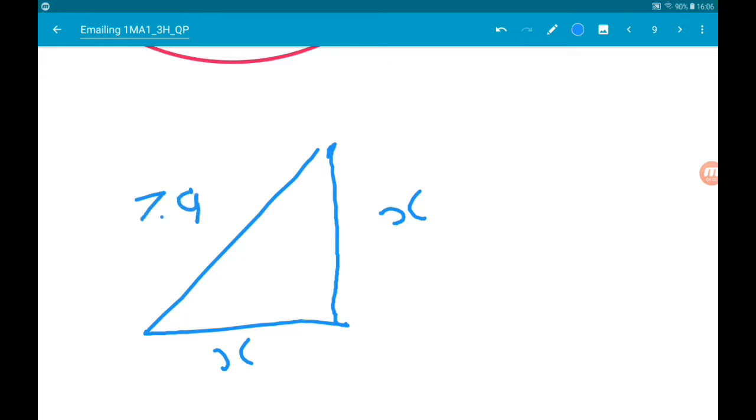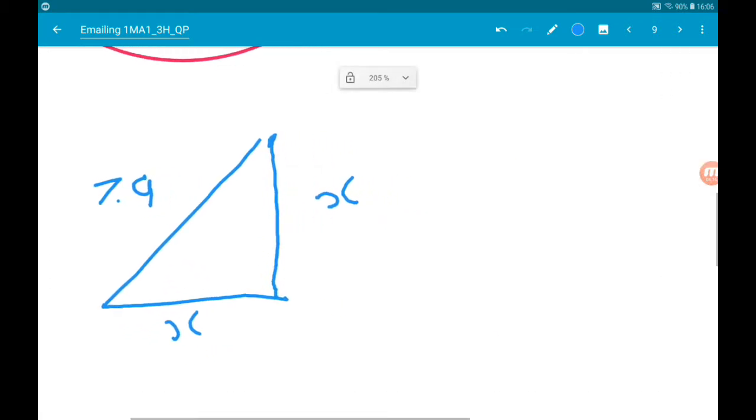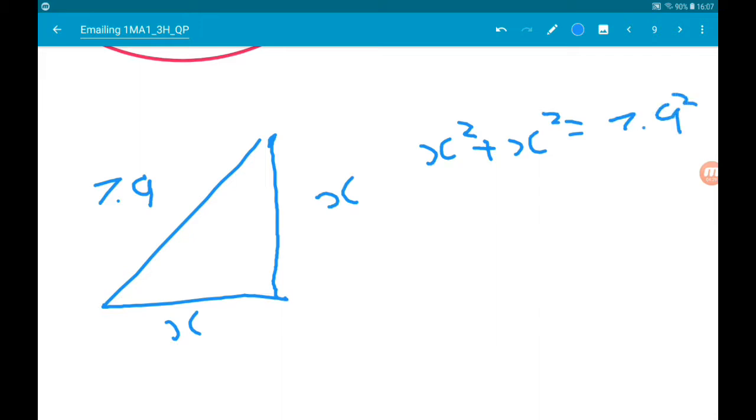So, what can we play with in right-angled triangles? Pythagoras. So, by Pythagoras, x squared add x squared is equal to 7.9 squared. So 2x squared is equal to 62.41.